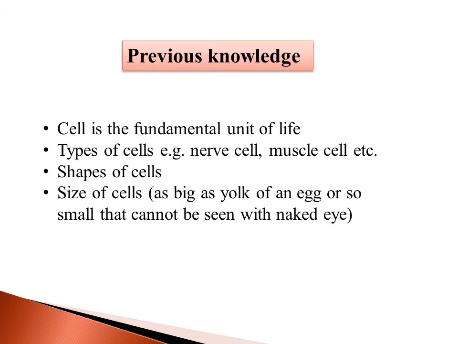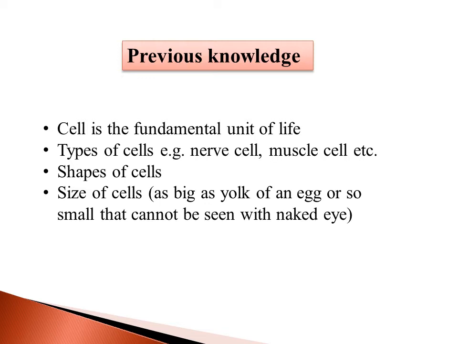First of all, I will recall our previous lecture that is about cell. Cell is the fundamental unit of life. We have discussed different types of cells like nerve cells, muscle cells, bone cells, etc. And shape of cells that may be spherical or elongated. Size of cells are also different.